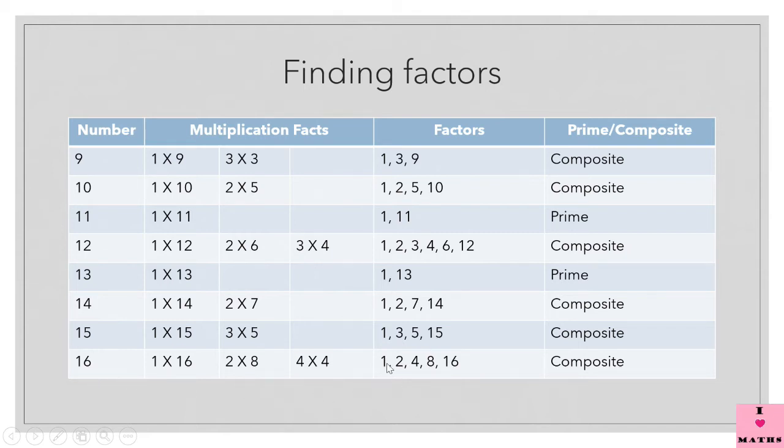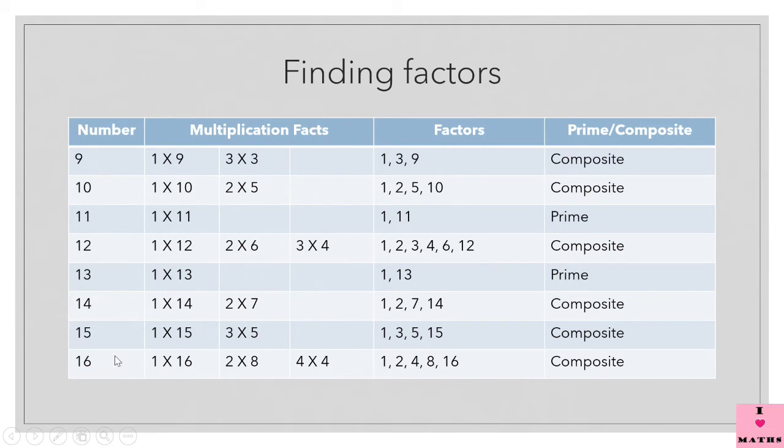16 has 5 factors because 4 fours are 16. So it has got 5 factors: 1, 2, 4, 8 and 16. So, dear children, the numbers 9, 10, 12, 14, 15 and 16 are called composite numbers.